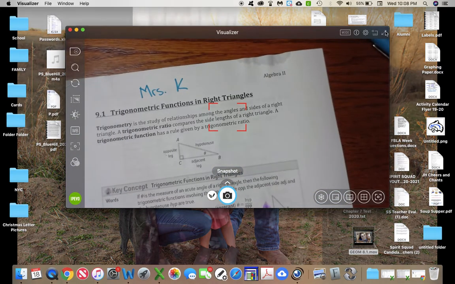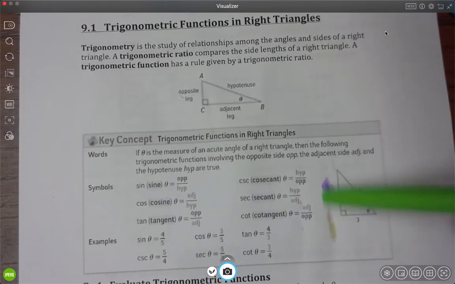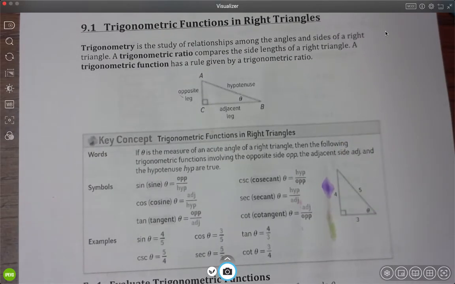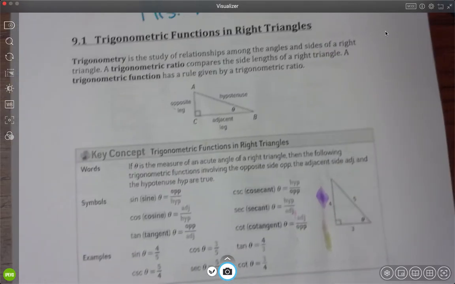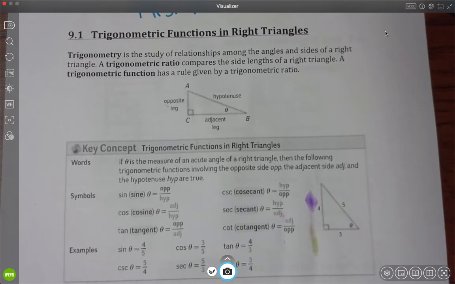There we go. All right, so this is what section 9.1 looks like. One of my kids spilled some water, so another page bled onto this, which is why it's colored there. But 9.1, we're starting trig functions. This is just an introduction to trigonometry, so don't think you're going to be doing all the same stuff as what trig does.